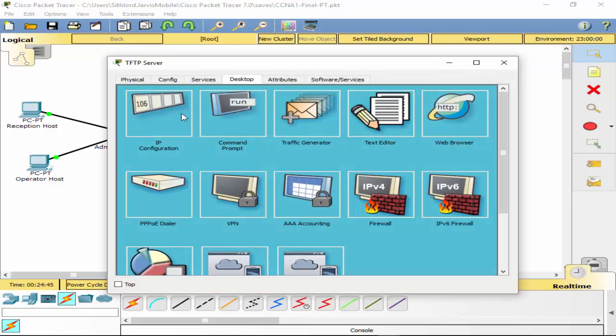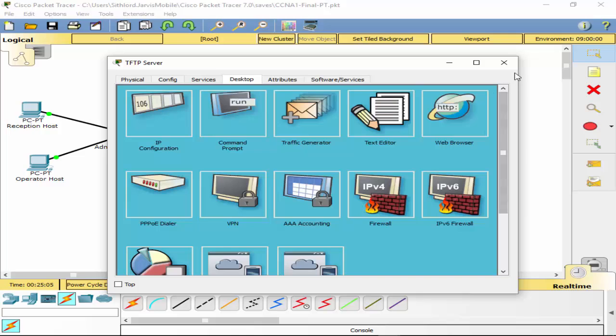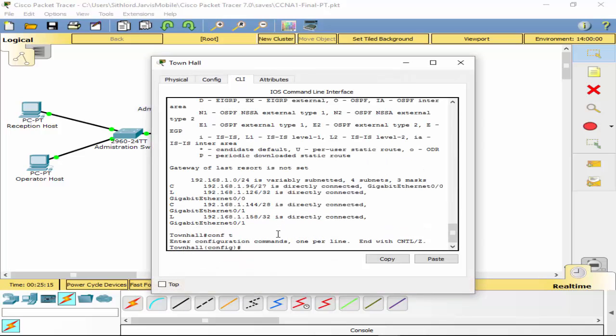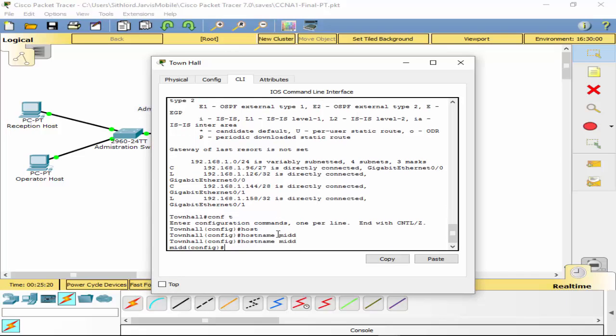Okay, so in this one we're going to go 192.168.1.98. Put a 224 on there and put in our default gateway of 1.126. Alright, so that's our addressing. So actually that's probably the hardest part for most people. Alright, so the router, we're calling it middle. Hostname middle. Nope, that's mid.